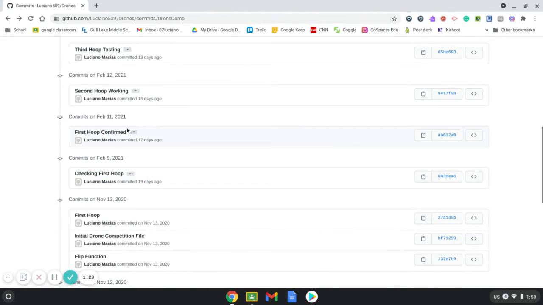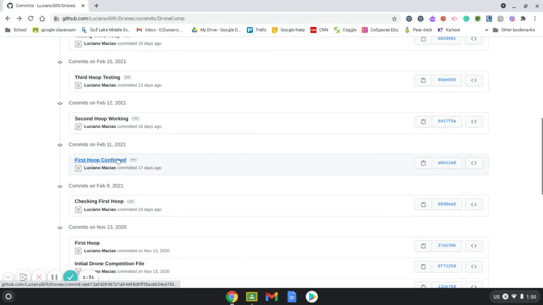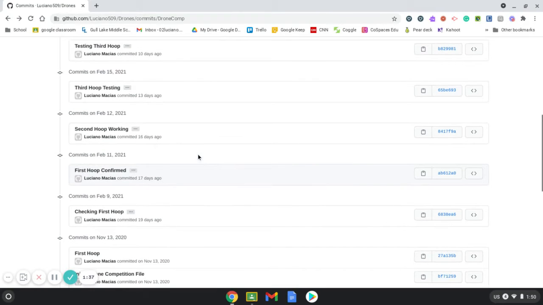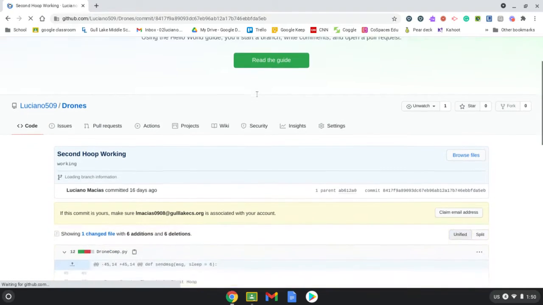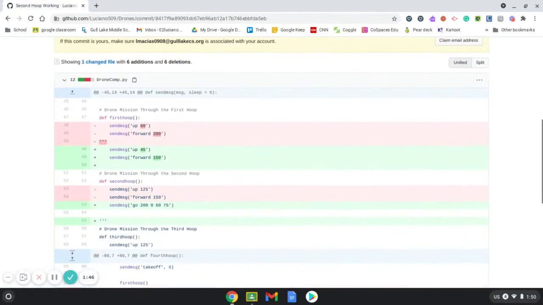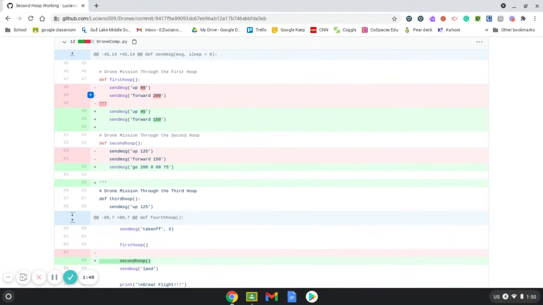For this one, we were working on the second hoop while we were messing with the first hoop. And here, we finally got the second hoop to work. Where is it? First hoop. Yeah, right here. For the second hoop, we had to.